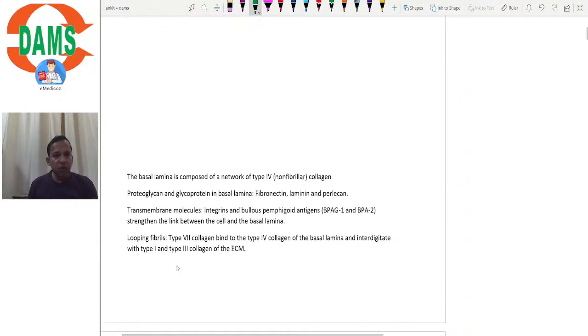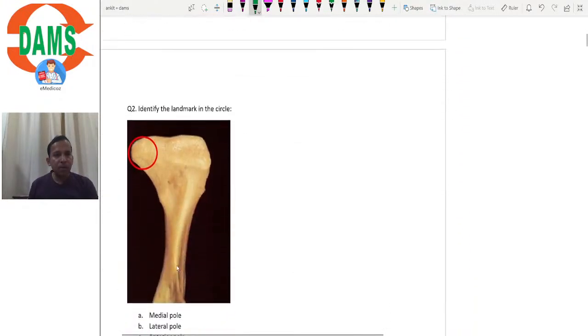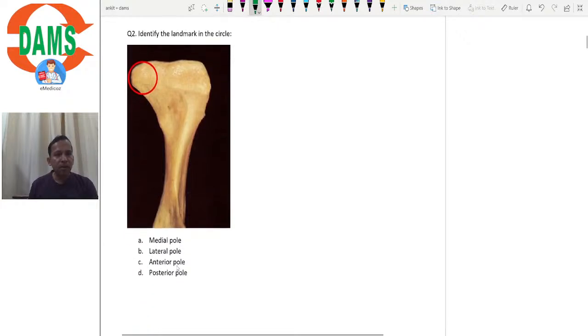So let's go to the next question. Identify the landmark in the circle. As you can see, this is a picture of a bone.